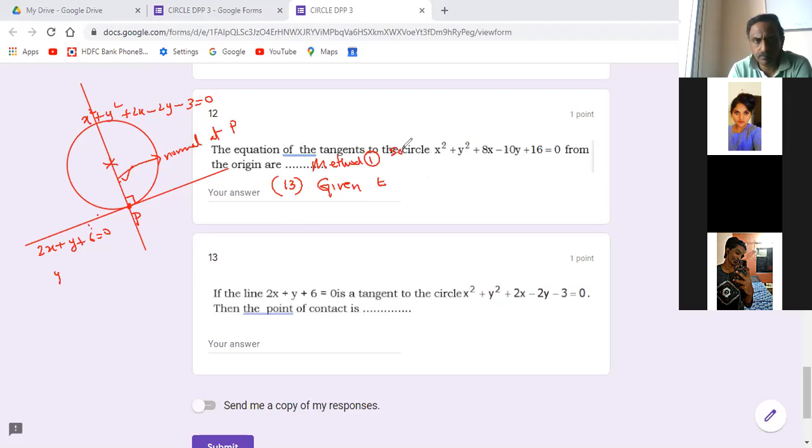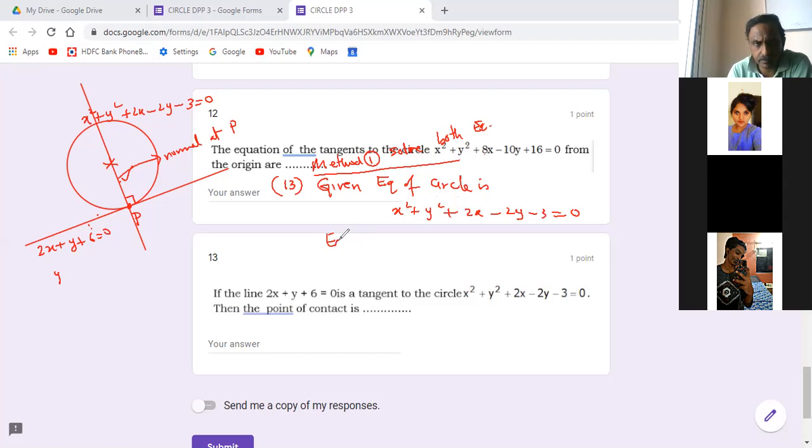Solve both the equation. Method 1 is solve both the equation. I will write the heading: Method 1, solve both the equation. Then you write equation of circle is x square plus y square plus 2x minus 2y minus 3 equals 0.